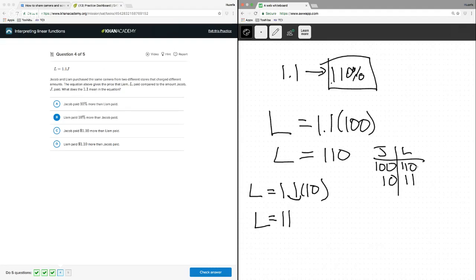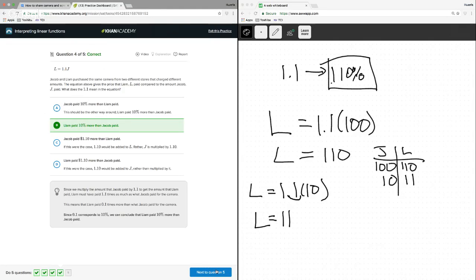It's going up by, in this case, 10. 10 is 10% of 100. It's going up by 1 here in the second one. 1 is 10% of 10. So Liam is just paying 10% more. You see how a nice chart like this can really help you figure things out.